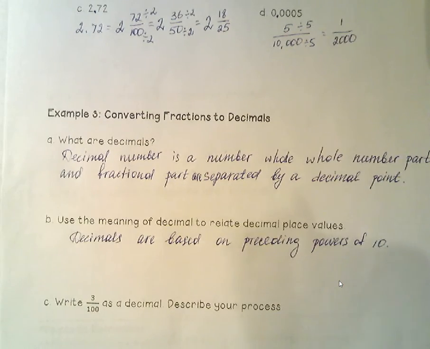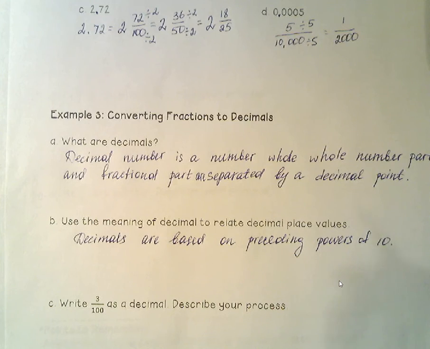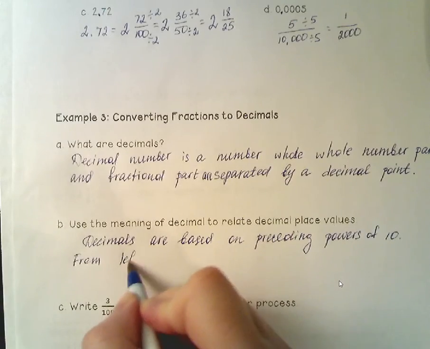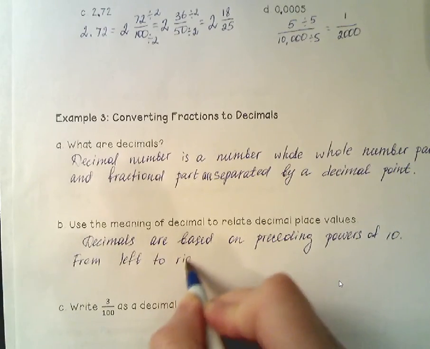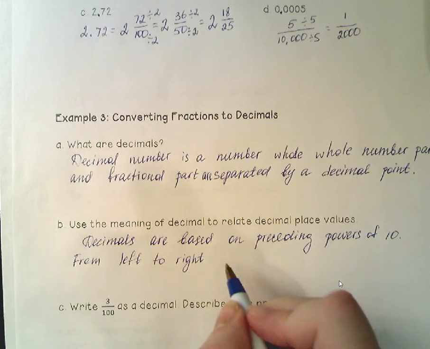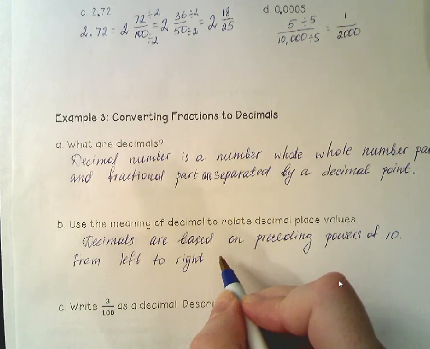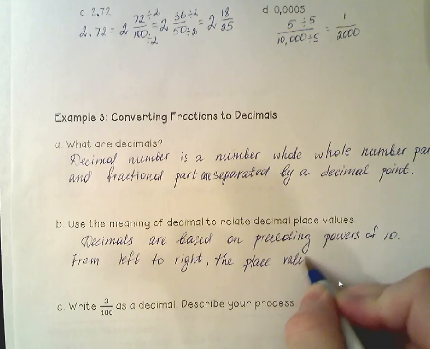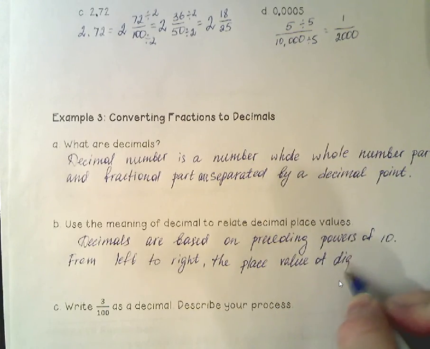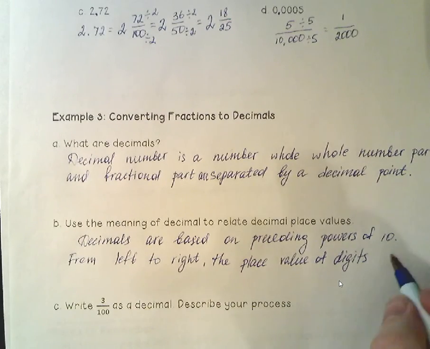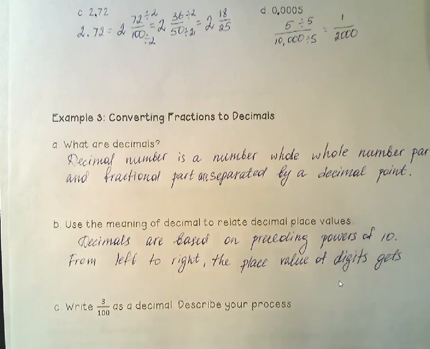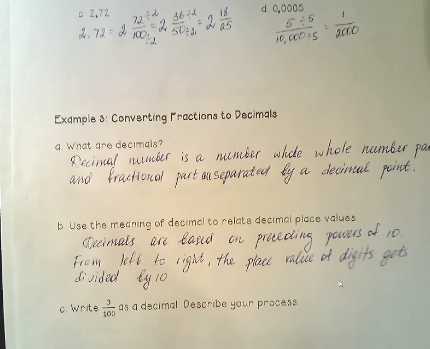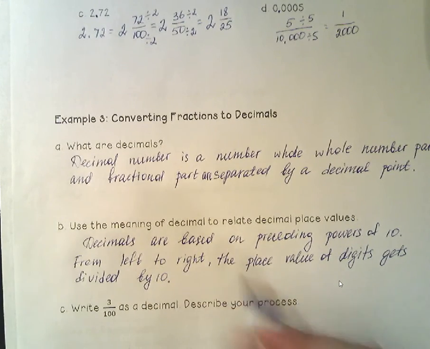What does it mean? It means that from left to right, the place value of digits gets divided by 10.